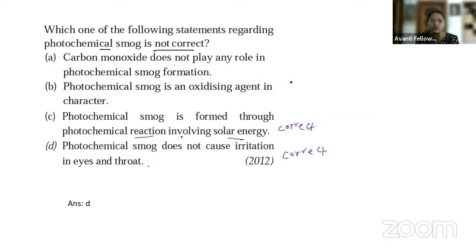Then acrolein. So these are correct. This is also correct. Okay, this is also correct. So all are correct. I must be missing something. Or is answer D correct? It says "does not" here.